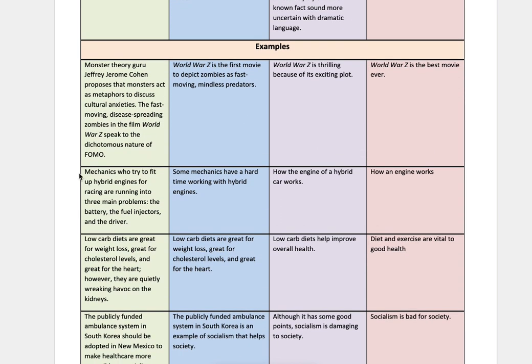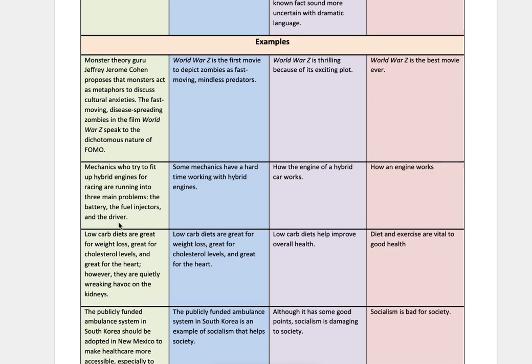Down here, we have from mechanics, some mechanics have a hard time working with hybrid engines, to the more specific mechanics who try to fit up hybrid engines for racing are running into 3 problems: the battery, the fuel injectors, and the driver. This is something you can specifically talk about, and this is actually a research topic that could easily become an argumentative topic, because you would just add in some kind of policy claim, like, and so the drivers need more training or something like that.